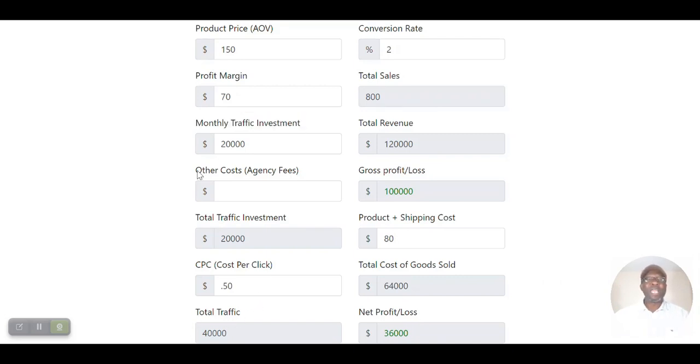What are your figures? If your figures are similar to this, then begin to think of how you can improve on them. Okay. Now, how can you improve on your cost per click?